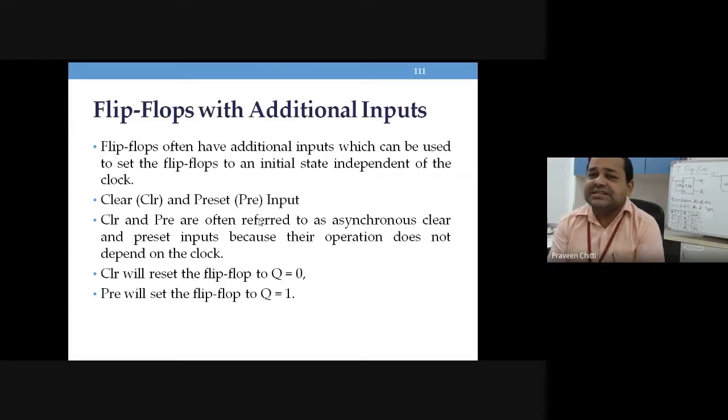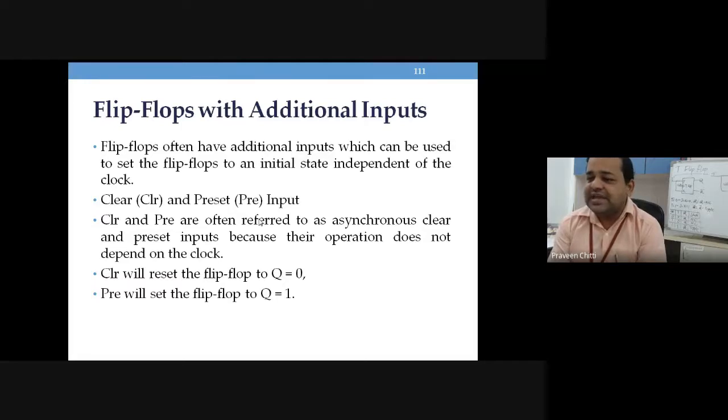If the preset is active, initially the flip-flop output can be 1, and if the preset is not active, that is, if clear is active, initially the output of the flip-flop will be 0. So initially, if you want to set or reset a flip-flop, you can make use of these additional inputs of the flip-flop called clear and preset.